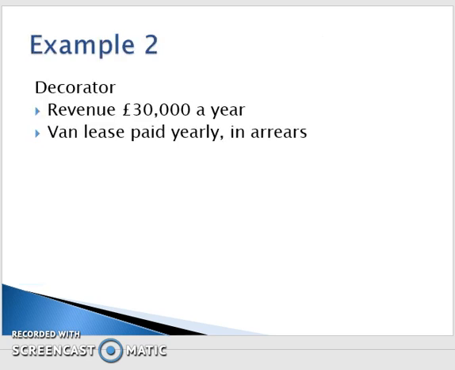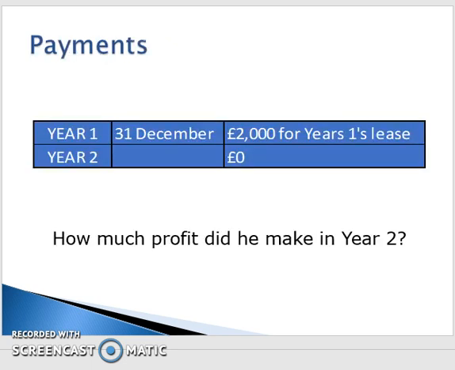The second example is the same decorator, but now he pays for his van lease in arrears at the end of the year. Here are the payments he's made. Imagine it is 5 p.m. on the 31st of December in year 2, and you are calculating the year 2 profit. You know that the year 2 lease payment will have to be made fairly soon. How much profit did he make in year 2?